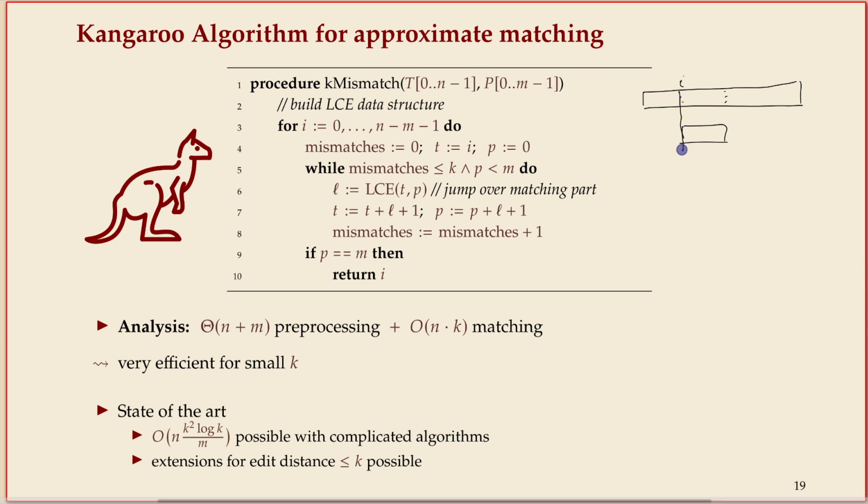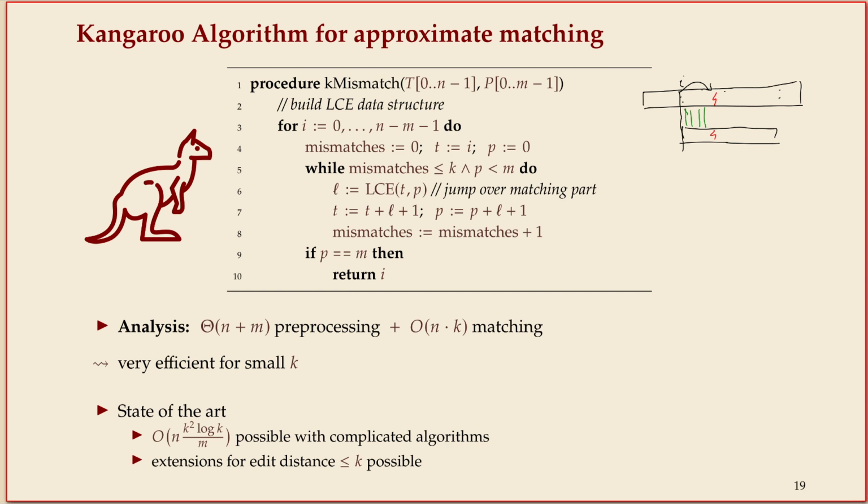So starting from here, let me make the pattern a bit longer so that my kangaroo has more room to jump. So we start at this position, and now we ask how far can we jump, where what I jump over is characters that are equal. And that's the longest common extension of these two positions. It's the longest piece I can read from there to the right where all the characters are equal. Necessarily, one place after that will be a mismatch. Otherwise, we would have jumped further.